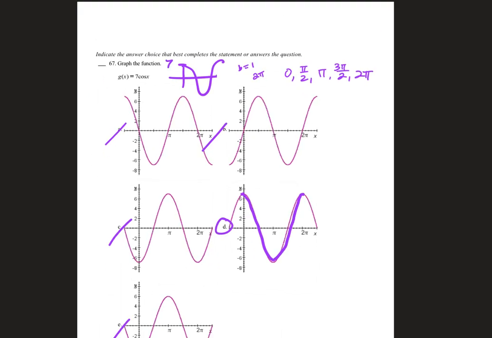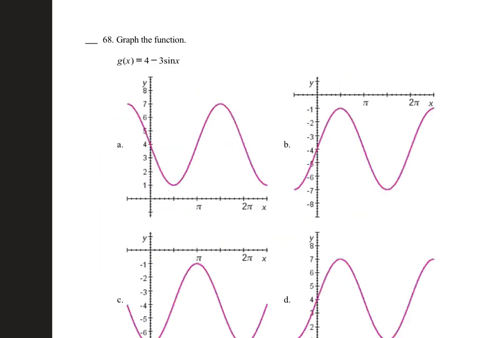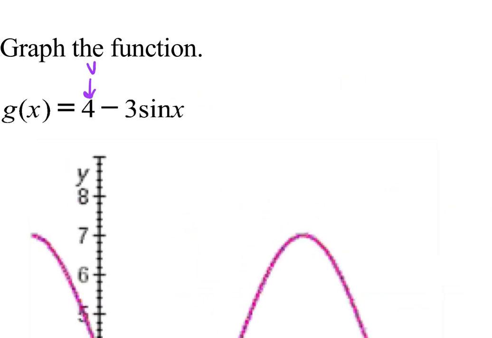B is also 1 here. This is a vertical shift up 4 because it's a positive 4. The A is negative 3 and the B is 1.